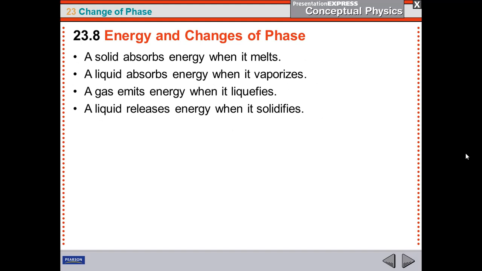Okay, now let's summarize the lesson. A solid absorbs energy when it melts. A liquid absorbs energy when it vaporizes. A gas emits energy when it liquefies. A liquid releases energy when it solidifies. So you can see now the absorption, emission, and release of energy.